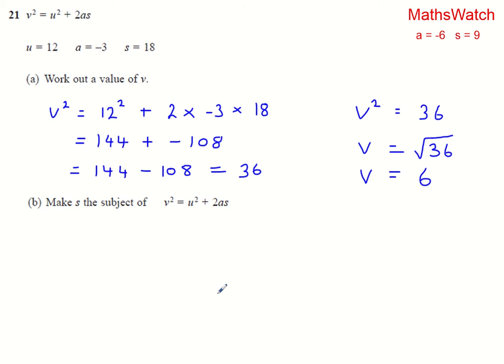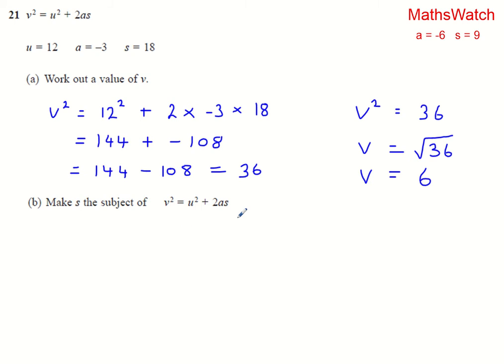Part B. Make s the subject of v squared equals u squared plus 2as. Now the subject of a formula is the letter that's on its own on one side of the equal sign. So we need to make s on its own. You can do that in a couple of ways. You can use the skills of balancing equations to remove the u squared and remove the 2a, or you can use a function machine, and that's what I'm going to use.